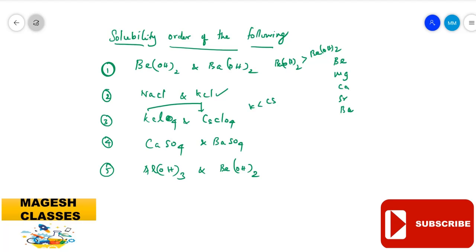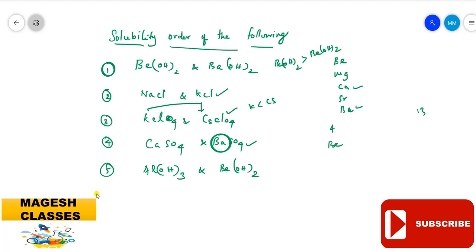Compare sodium chloride and potassium chloride. Obviously, the size of potassium is greater than that of sodium, so KCl has greater solubility. For potassium chloride and cesium chloride, when you compare the size factor, potassium is smaller and cesium is larger, so the difference is larger in cesium chloride, which has greater solubility. Calcium sulfate and barium sulfate: the size factor is that barium is larger than calcium, and barium sulfate has greater solubility.